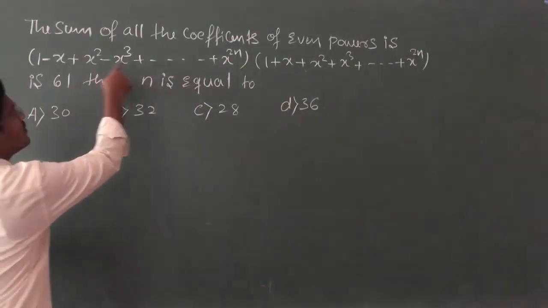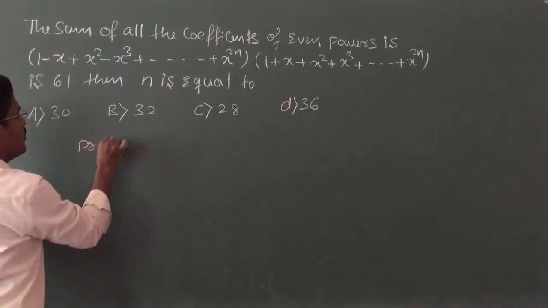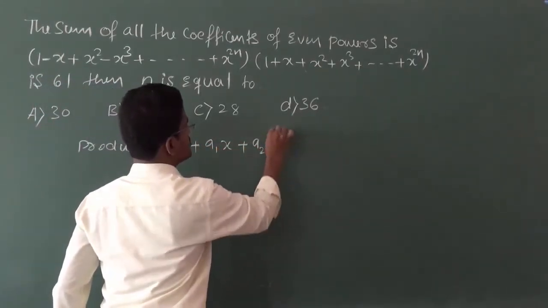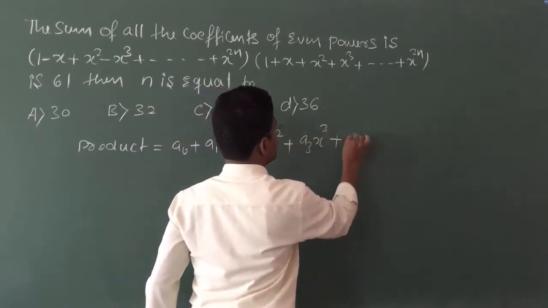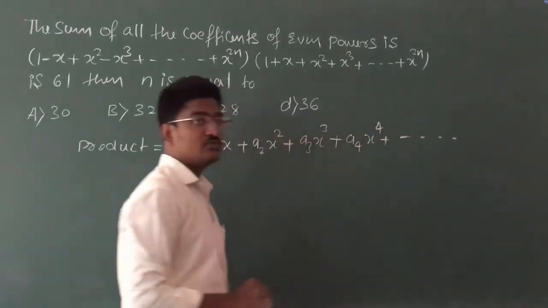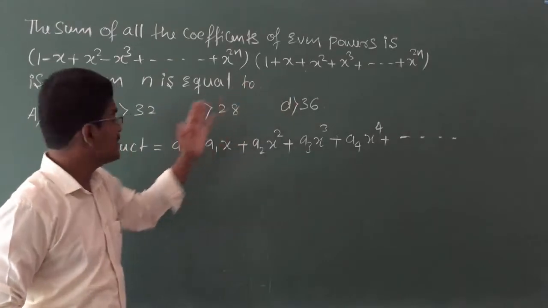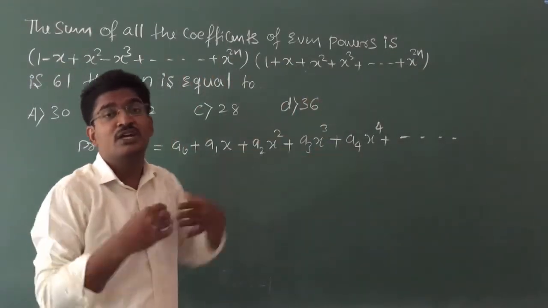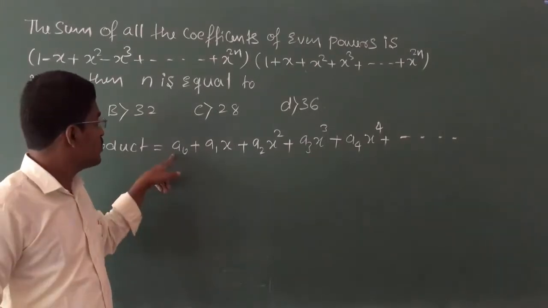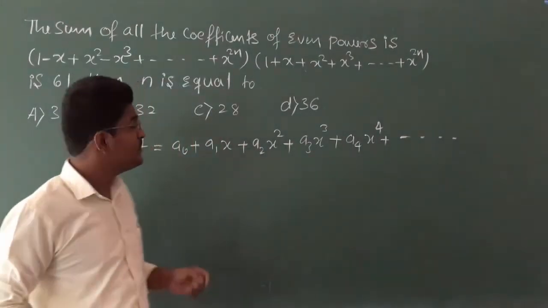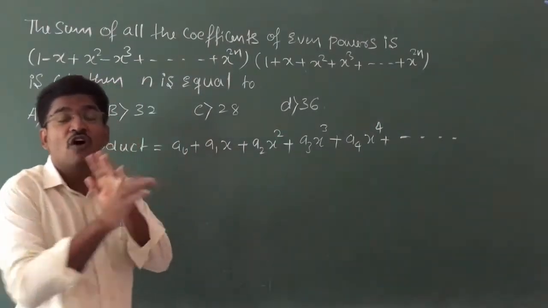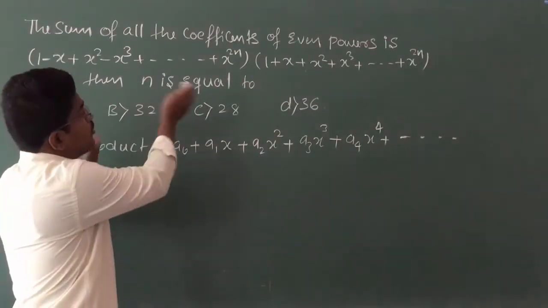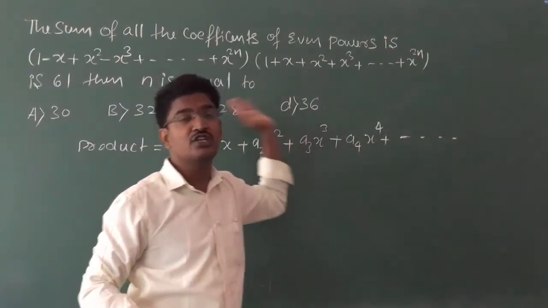I will take the product as equal to a0 plus a1x plus a2x square plus a3x cube plus a4x to the power of 4 plus so on. Clear? Generally, after multiplying, I will consider the coefficients a0, a1, a2, a3 and a4. Actual multiplication I am not doing here. If I want to do the actual multiplication, you have to find the values of a0, a1, a2, a3, a4. Those all things we don't need. We need only the coefficients of even powers. So first let us consider that this will be the product of these two polynomials. Okay.